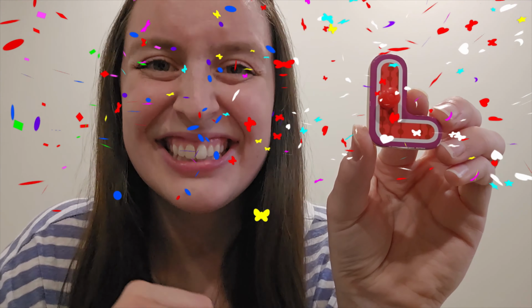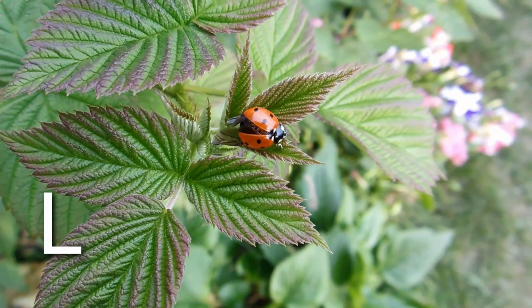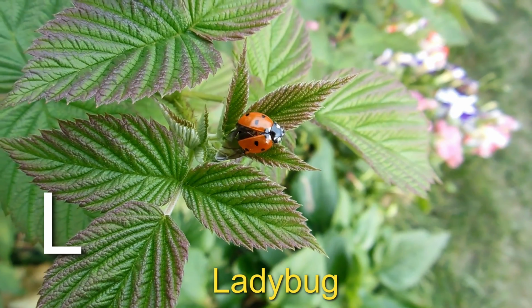This is the letter L, which makes the sound L, L, L, L. Can you try? L, L. Yes, that's right! L, L, L, ladybug. L.